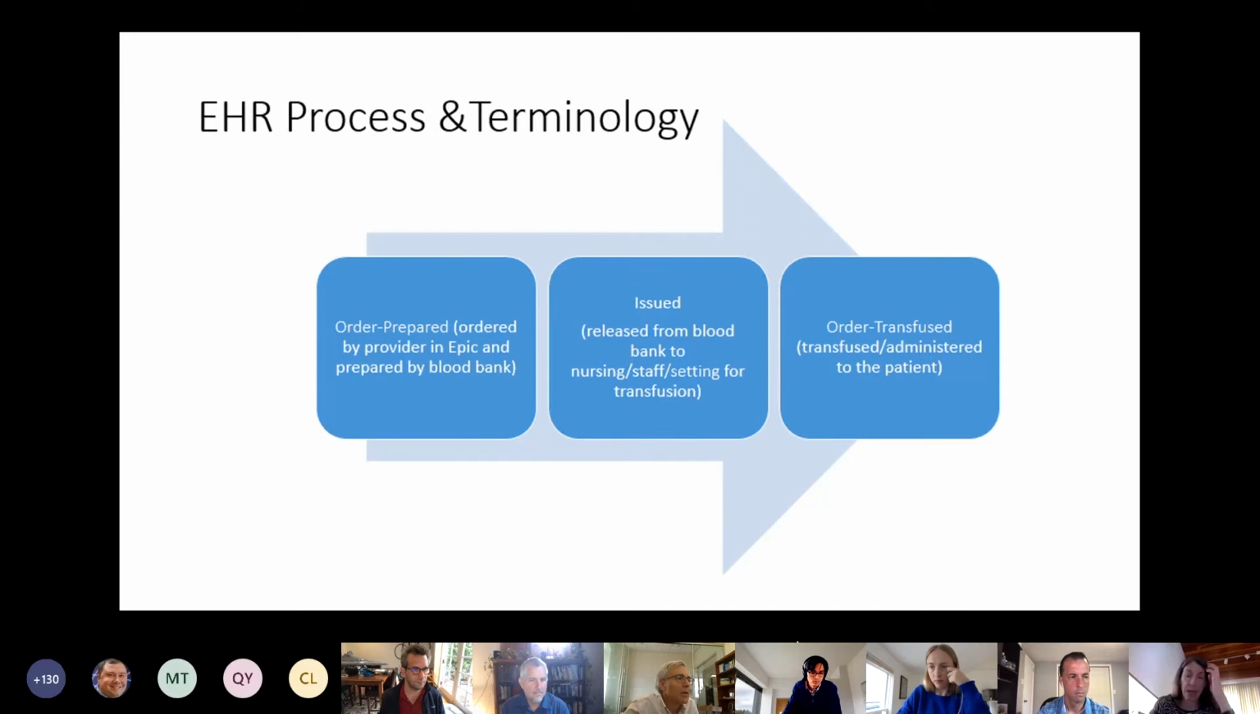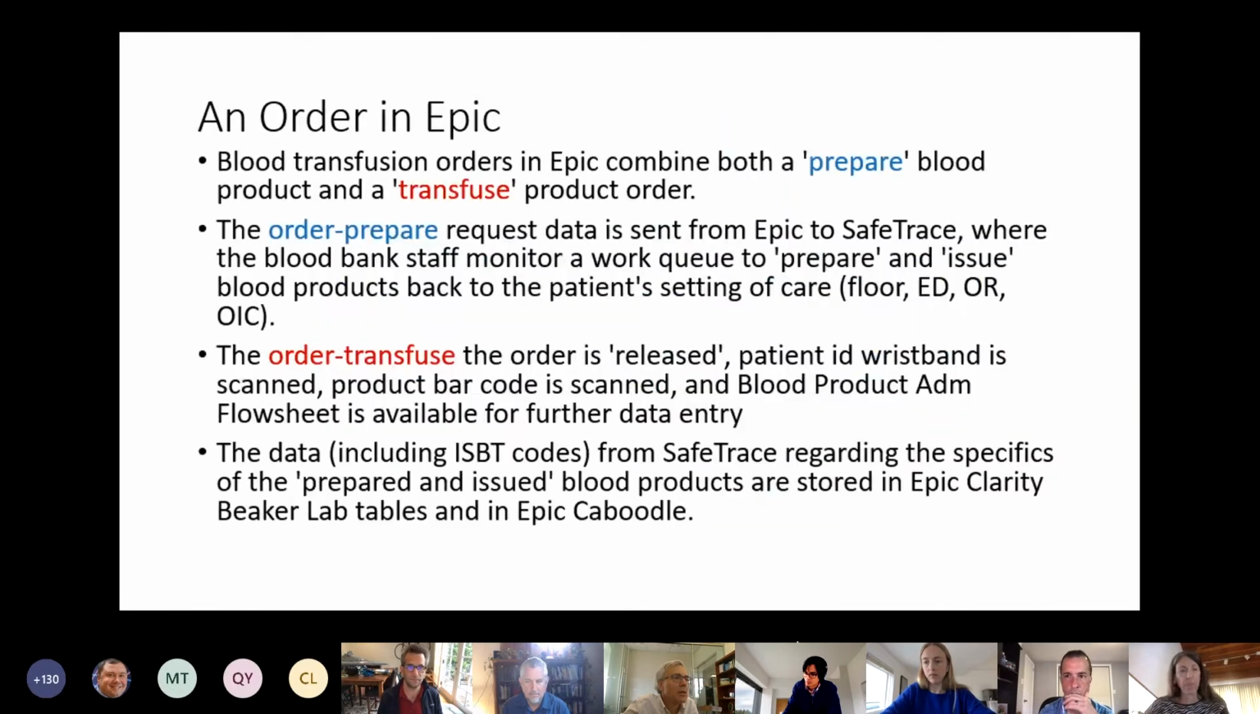It could be the ED, it might be an operating room. And then there's an order transfused for when a transfusion is given, so when the blood product is administered, although there's not always an order transfused. So again, some of this depends on the scenario that the care is occurring in.